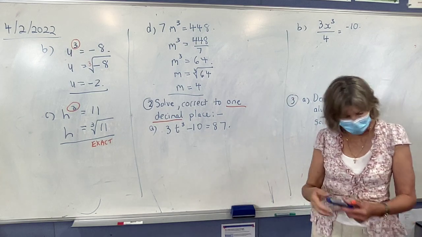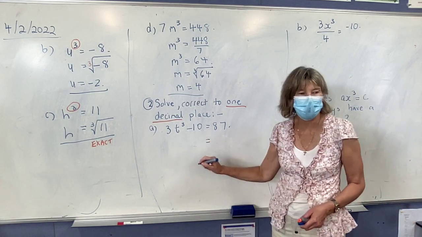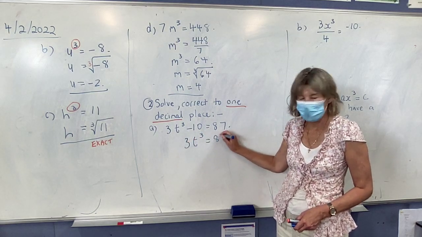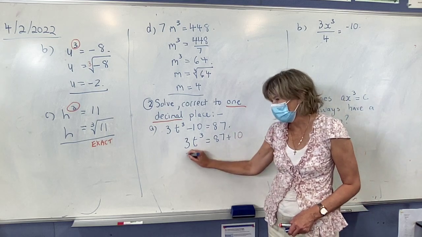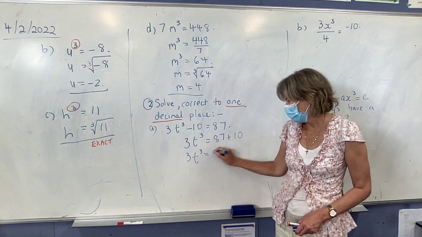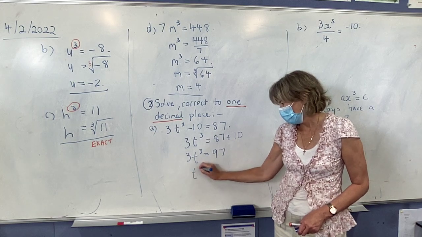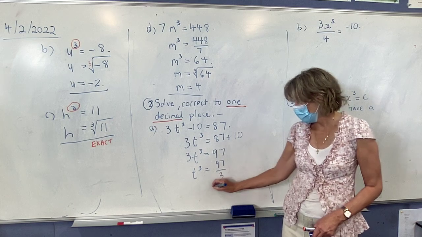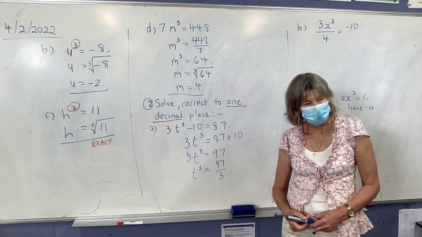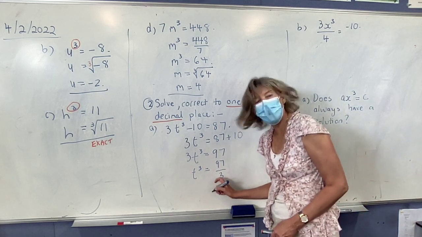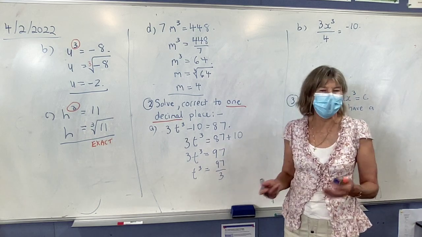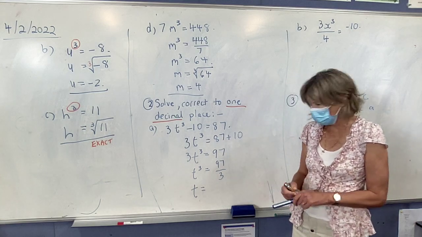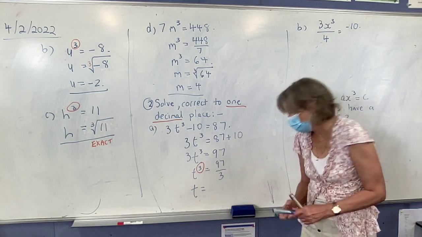Kobe, start us off. So you put the negative 10 over onto the right hand side, so it's 3t cubed equals 87 plus 10. Then 3t cubed equals 97. Then you do t cubed equals 97 over 3, which equals 32 and 1/3. I think we'll just leave it like that because 32 1/3 is a bit harder to put back in. So then you do the cube root of 97 over 3.